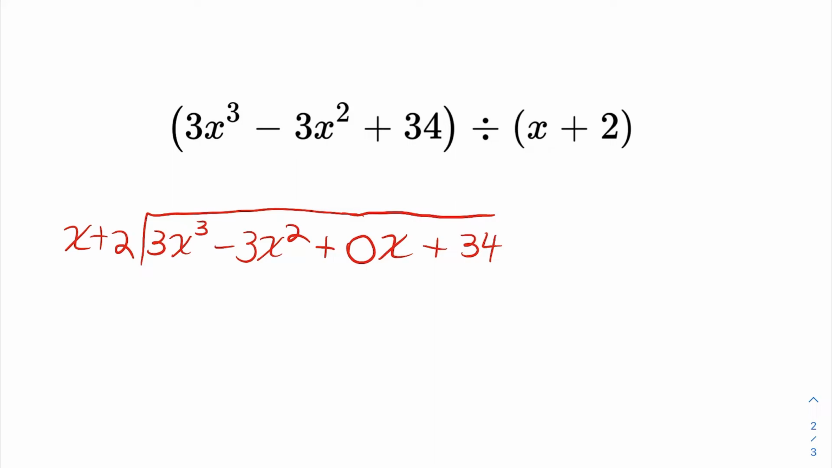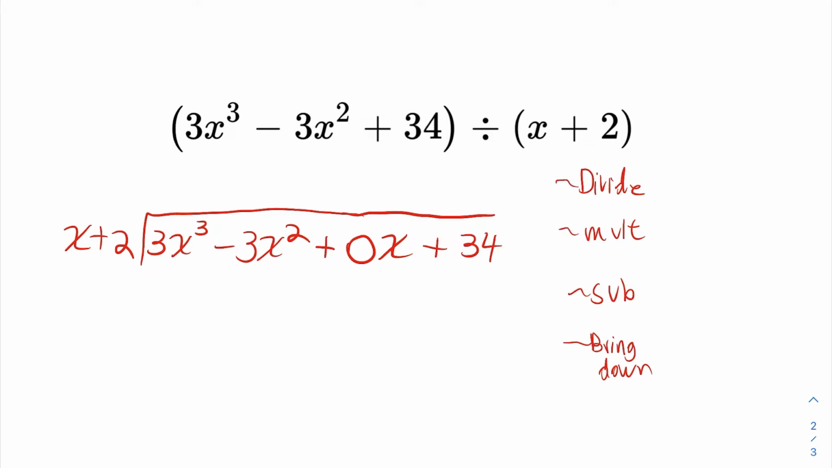So we have to remember any missing terms, we're going to put them in anyway with a coefficient of 0 because we want the powers to go 3, 2, 1, 0 all the way down. And we can't skip any. So then we go through and we do the process. It's going to be divide, multiply, subtract, bring down. So those are the 4 steps.